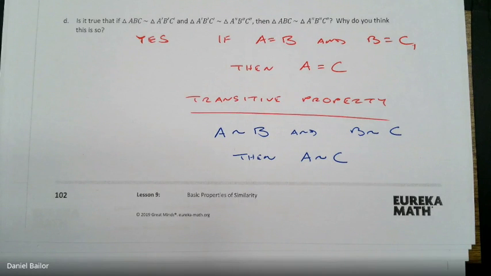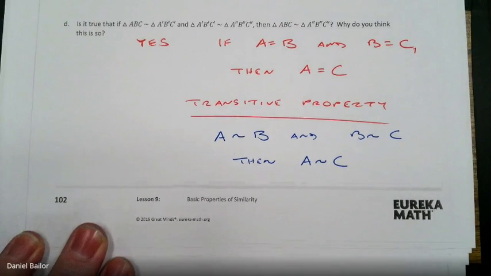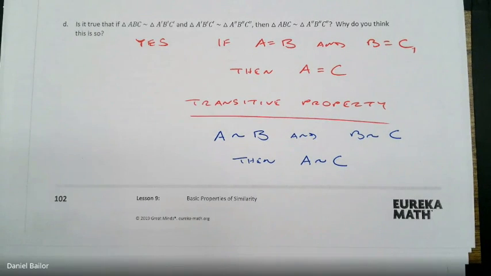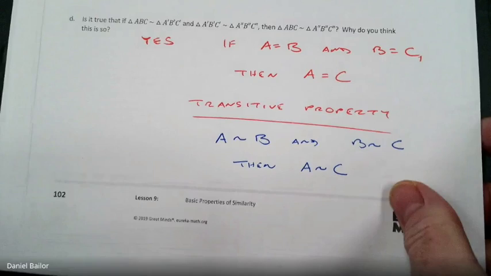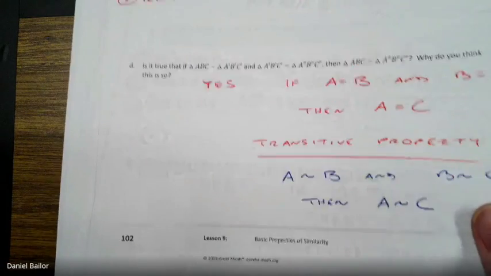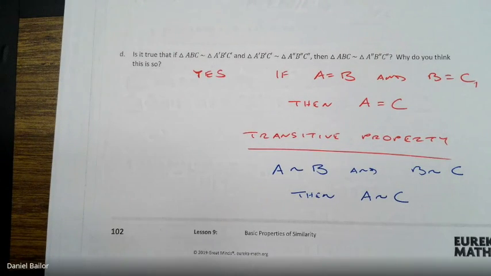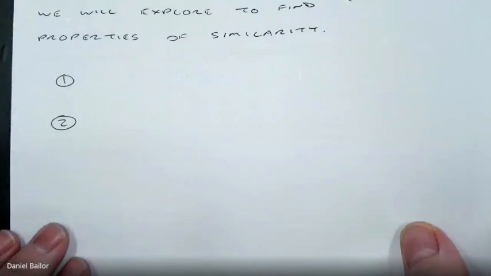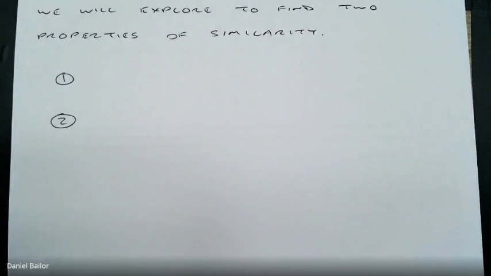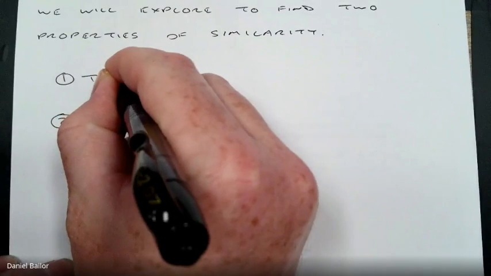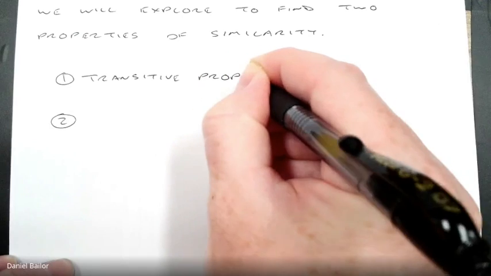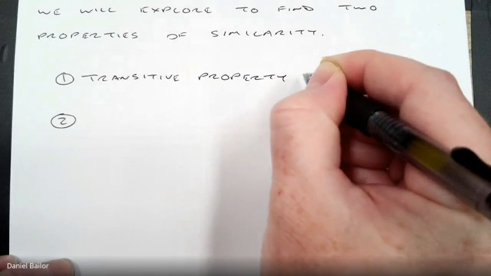It is the transitive property of similarity. So it works for equals, and it also works for similarity. In fact, that is one of the properties that we're going to add to the notes. So if you go back to your notes real quick, we're just going to do transitive property. That's your vocabulary word for today, transitive property.